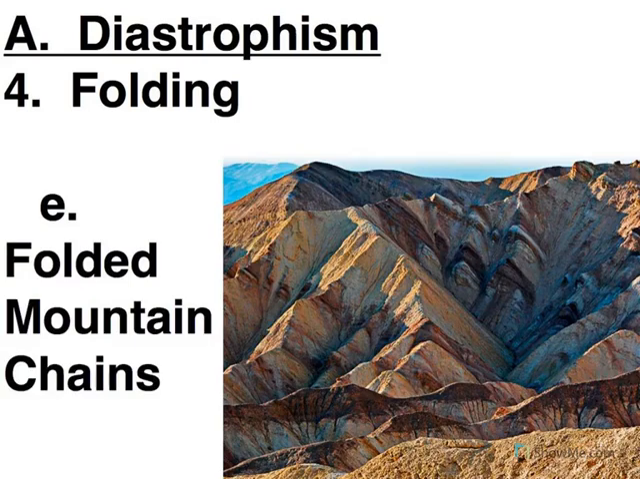Where we see folding in an obvious place are folded mountain chains. And here you can see the up and down folding that has taken place to create this mountain chain. And here's another spot where it's pretty obvious. So folding ultimately leads to folded mountain chains.